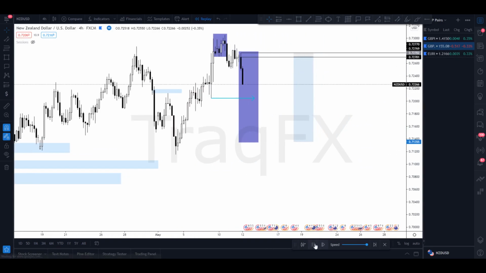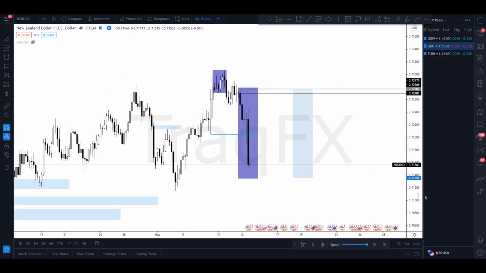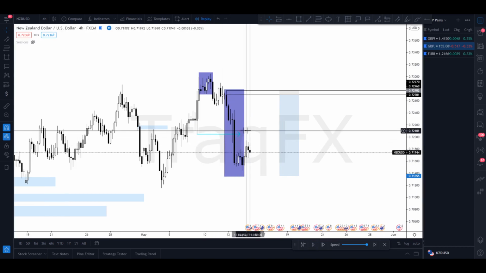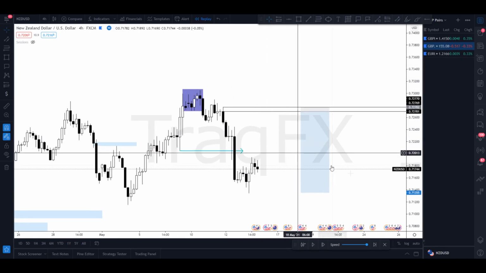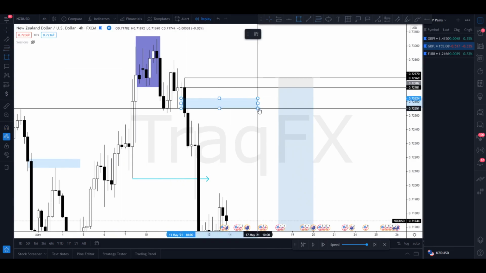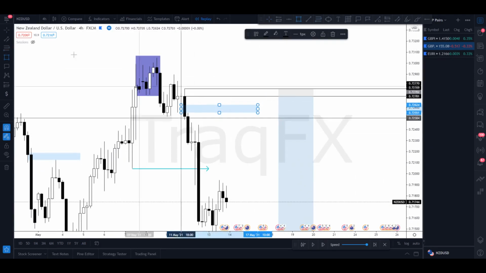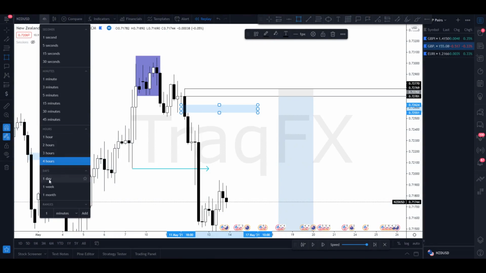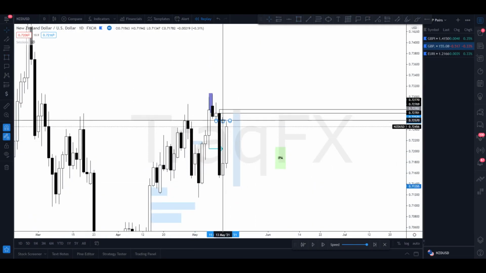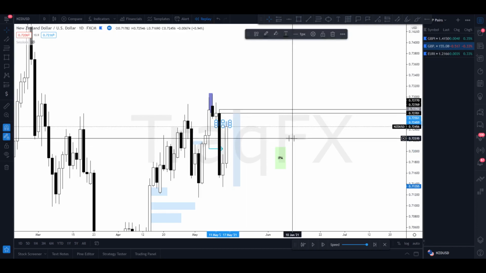And then, boom. Look at this. Clean, clean, clean. Price created a ton of imbalance right over here on the 4-hour time frame. We left imbalance over here. We left, what's the daily time frame? And by the way, imbalance can be found on all the time frames. There's no specific time frame where you can find imbalances. It's on every single time frame, literally.